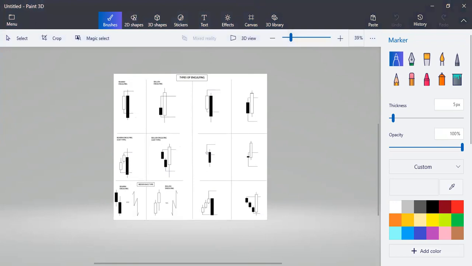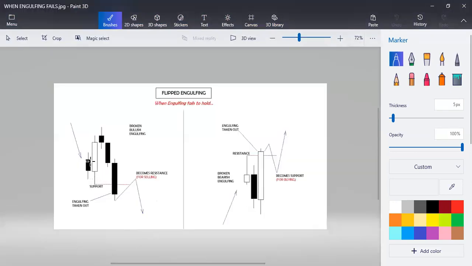If you get something like this, this is an engulfing, right? This is the previous bullish engulfing. We have this as the previous bullish engulfing that creates a support level. It creates a support level here, right?